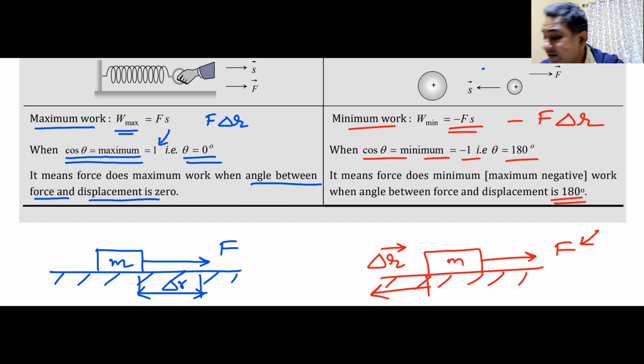Do we understand this? Yes or no? Can I have some raised hands? Please note this down so that we can move further ahead.